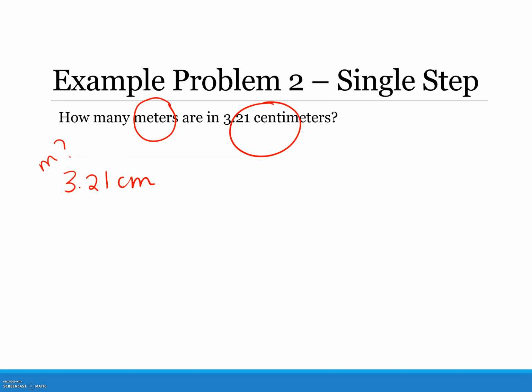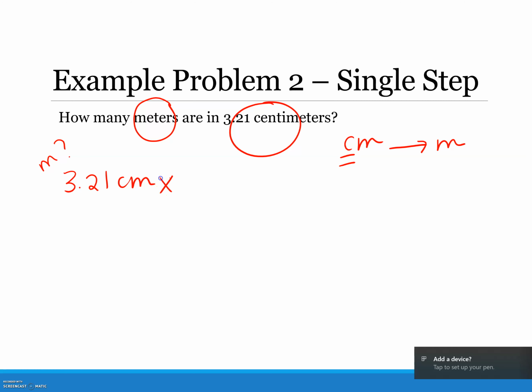We are converting from something with a prefix, centimeters, to something that is a base unit, which is meters. So this is going to be a single step conversion. So we'll go ahead and draw our multiplication symbol, draw our division bar, and bring down centimeters to the denominator so that it can cancel. Since this is a one-step equation, we can go ahead and write meters and our equal sign.